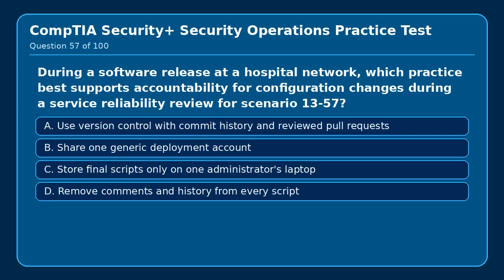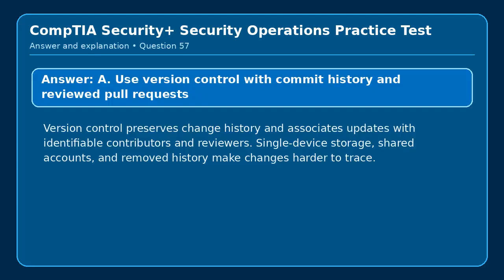Question 59. How does asymmetric encryption help a financial services team exchange data securely with external partners for the next maintenance window for scenario 13 to 59? A. It uses one shared password for every partner. B. It uses a public key and a private key for encryption-related operations. C. It removes the need for certificate validation. D.